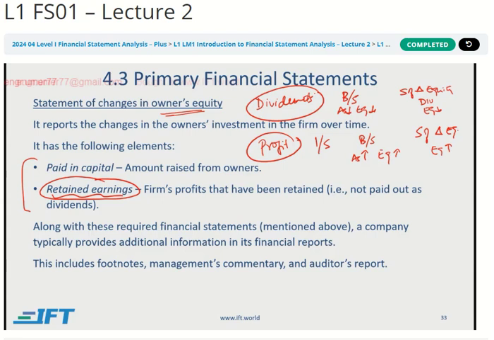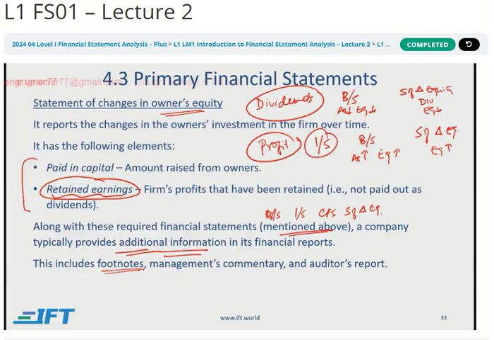Now, all these financial statements are the main ones, right? The ones which have been mentioned above: your balance sheet, your income statement, your cash flow statement, and your statement of changes in owner's equity. But there is other additional information that is provided. And what is that additional information? Footnotes. Because it's very, very important to know the details of these statements.